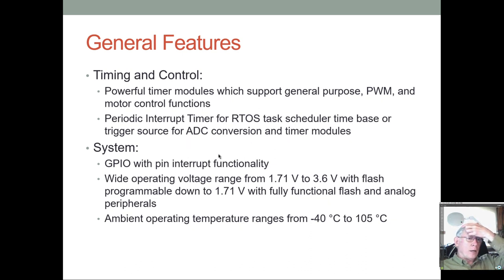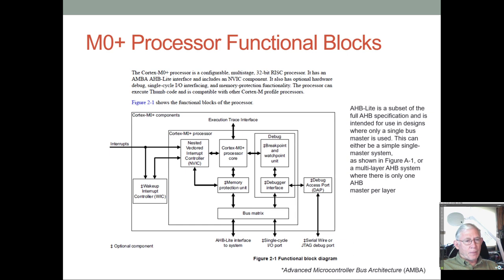All right, and then we have lots of GPIO ports. We talked about that. It can operate from 1.71 volts to 3.6 volts. Ours runs at 3.3 volts. There is an on-chip voltage regulator to get that.